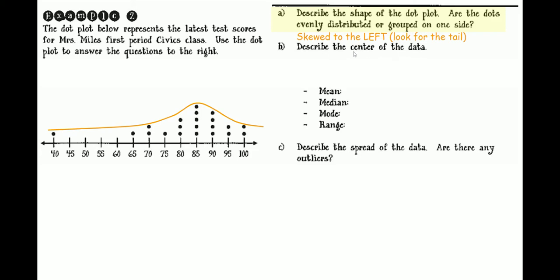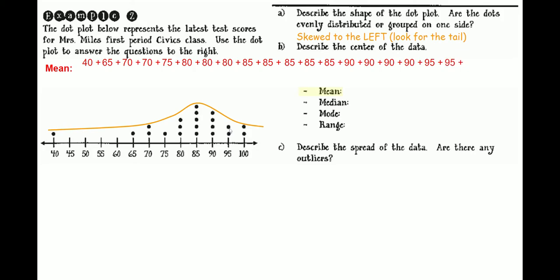Describe the center of the data. Well, let's take a look at the different measures of center. We're going to start off with mean, which is the average. What that means is we have to add up all these numbers. Unfortunately, there's not very much room, so I'm going to write it like this. We have 40 plus 65, plus 70, plus 70, plus 75, plus 80, plus 80, plus 80, plus 85, plus 85, plus 85, plus 85, plus 85, plus 90, plus 90, plus 90, plus 90, plus 95, plus 95. Guess how many times we add 100? If you said 2, you are correct because there are 2 students who scored 100.